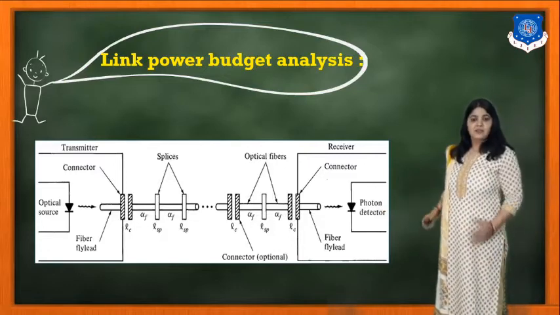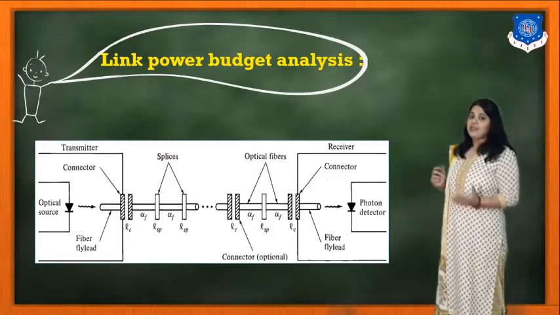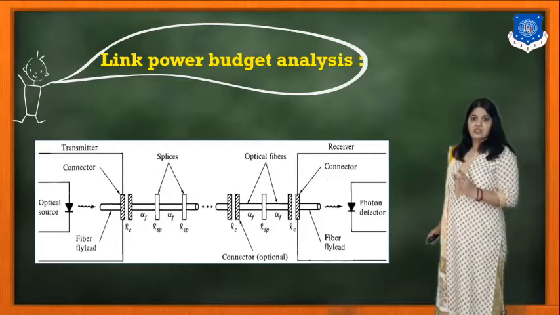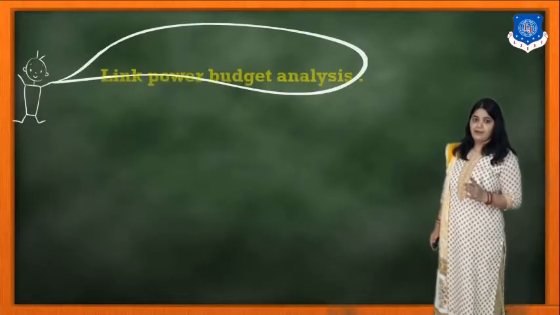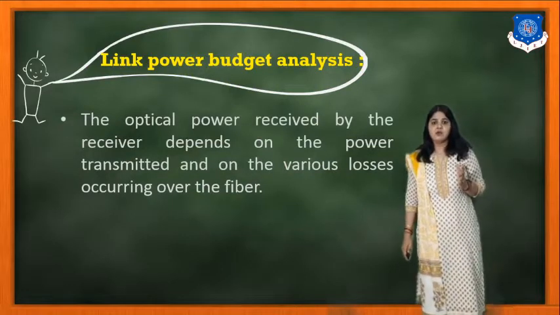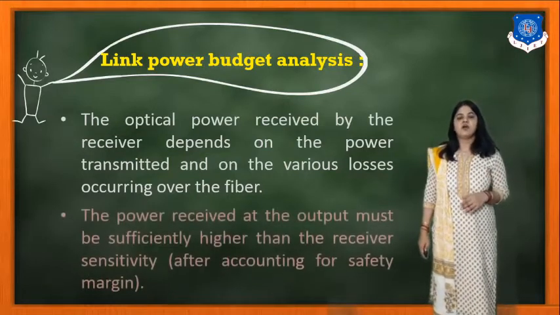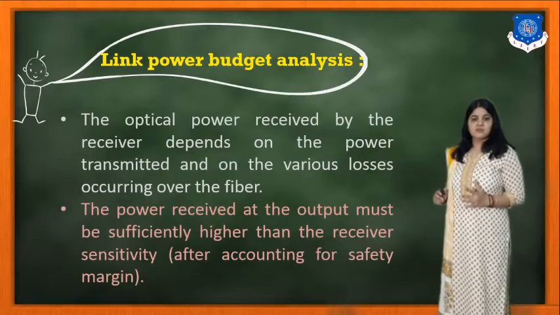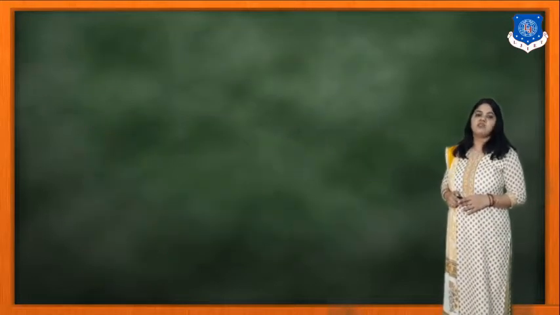We need to consider which elements are connected in this system. While they are connected, they produce loss in the system, so we need to consider all these things while doing the analysis. This is the link power budget analysis. The optical power received by the receiver depends on the power transmitted and on the various losses occurring over the fiber. The power received at the output must be sufficiently higher than the receiver sensitivity after accounting for the safety margin.